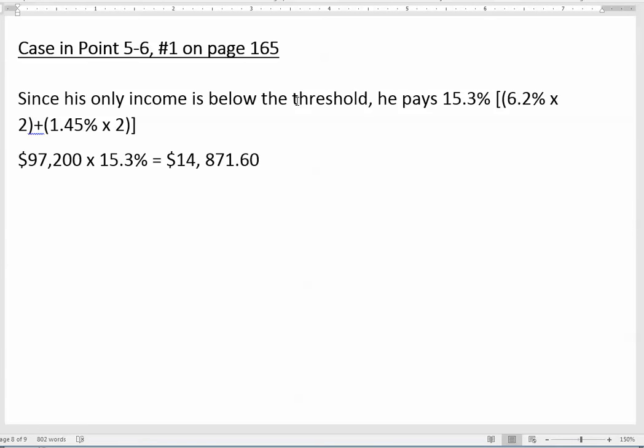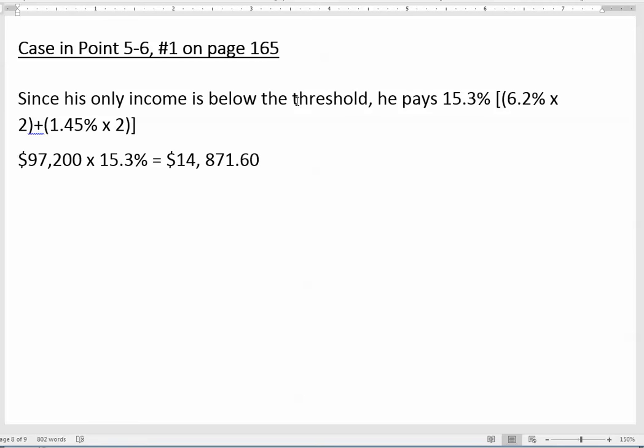It says, Samuel Henner earns net self-employment income of $97,200. He does not work a second job. So he is under the 127.2. And he's single. Does it say he's single? I don't remember. No, he's married filing jointly. So remember that married filing jointly, you have to make $250,000 before that additional self-employment tax comes in. So he's well below that.